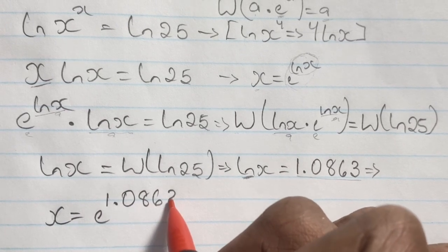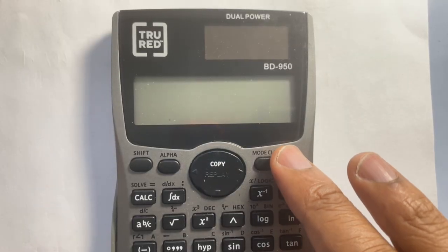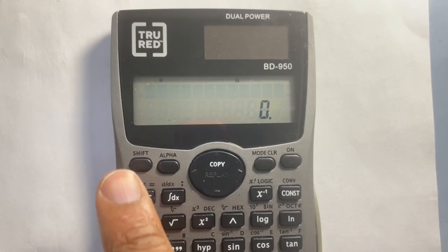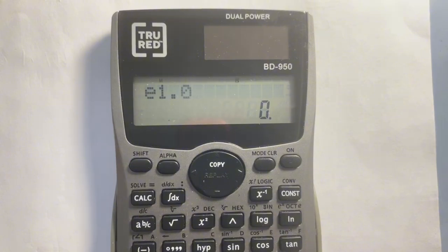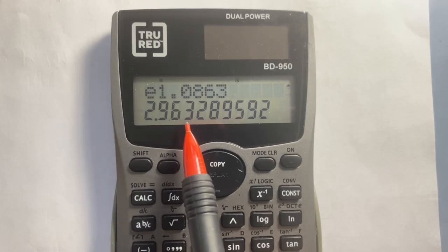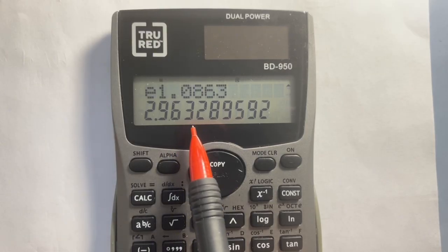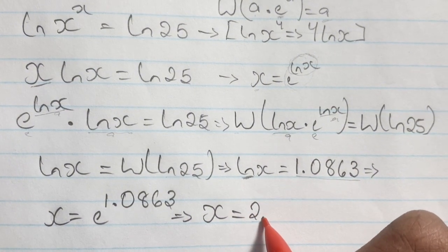And so from here we can plug this into our scientific calculator. So here's my calculator. Let us put our values in and see what we get. And there we have it. To 4 decimal places, x is equal to 2.9633. So again, we said that x is equal to 2.9633.